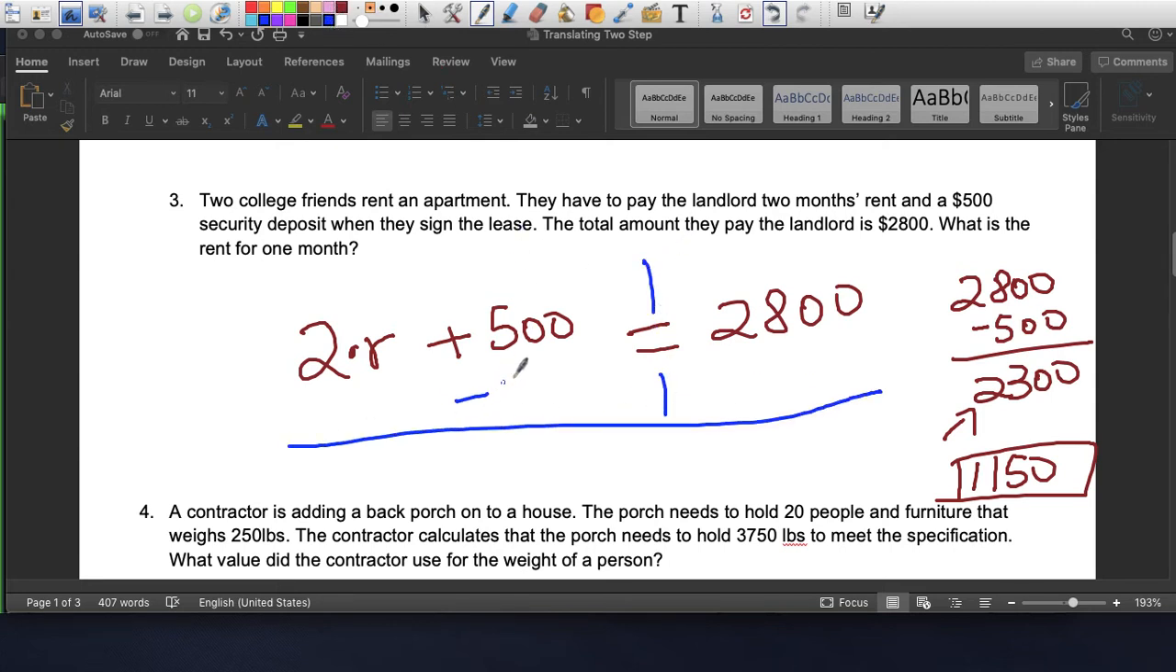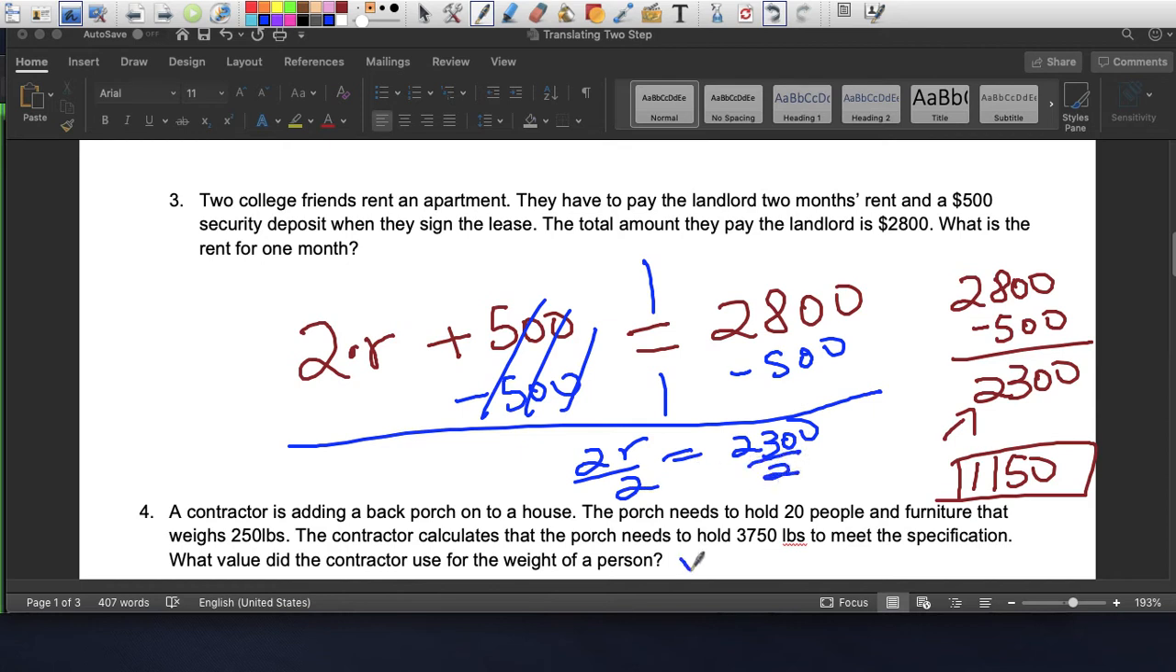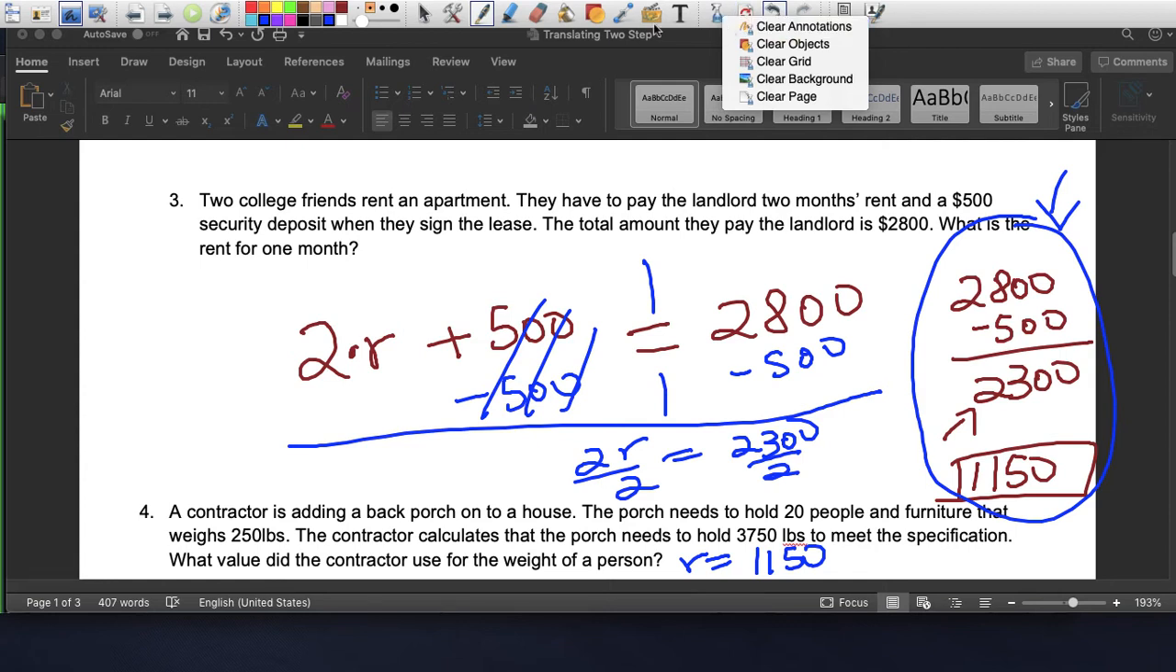Now showing the work as an equation: the first thing we do is minus 500 here, minus 500 here, and then we get 2,300. This goes away, and I get 2R. We divide both sides by 2, and guess what you get? 1,150, which is what we got doing it in a more direct way. So R, the rent each month that you're paying, is 1,150.